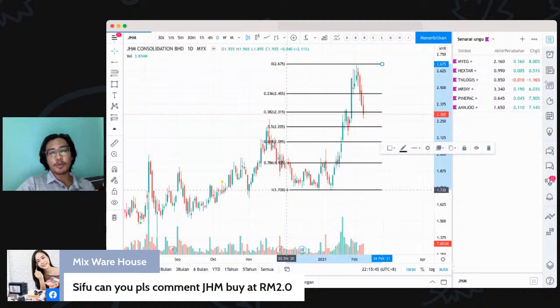So from Fibonacci, what we can understand is that from this highest high, which is the 0% of Fibonacci, the price already dropped like 20% of this range movement, measuring from here to here. So it already dropped 20%, to 38%. So the next support is supposed to be 22 ringgit 20 cent. Okay, so that's supposed to be the support.